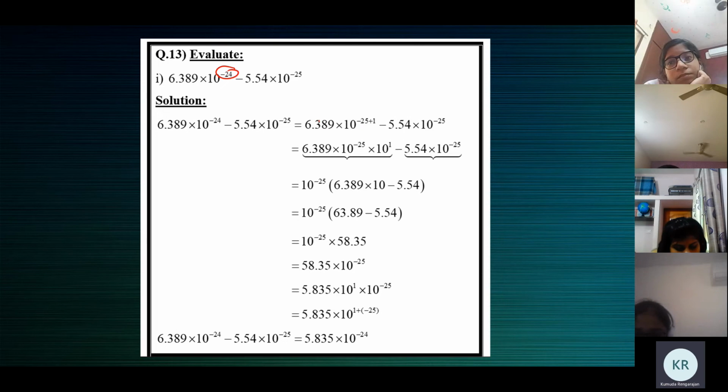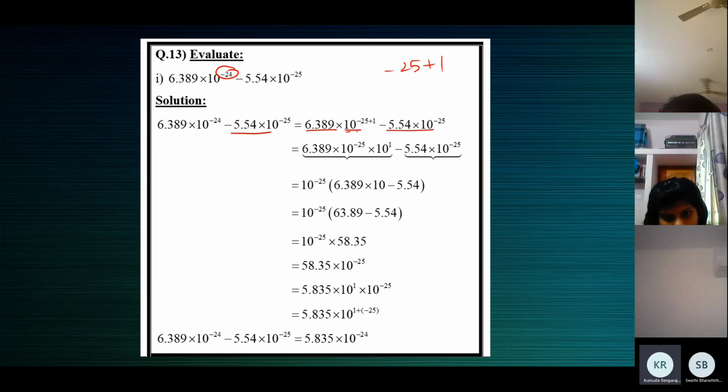So what have I written? See, 6.389 as it is. I've written 10 to the power minus 24 as 10 to the power minus 25 plus 1. Minus 25 plus 1 is minus 24. And the second part as it is I've written. That's the first step, introducing minus 25.